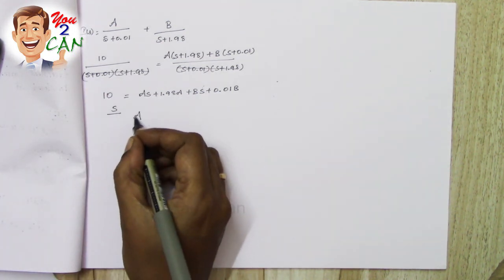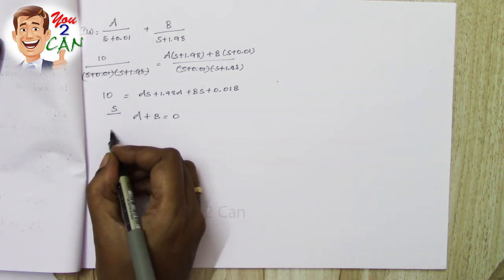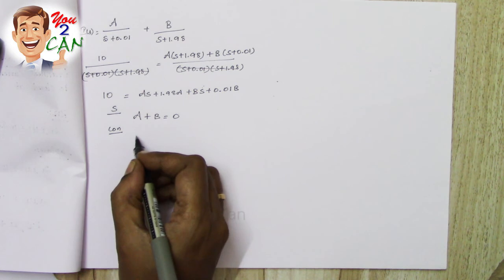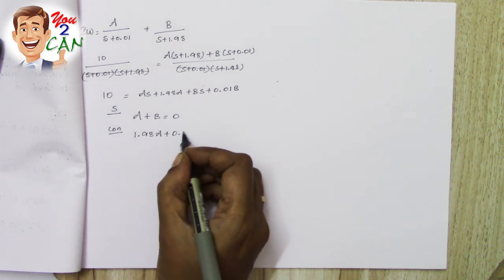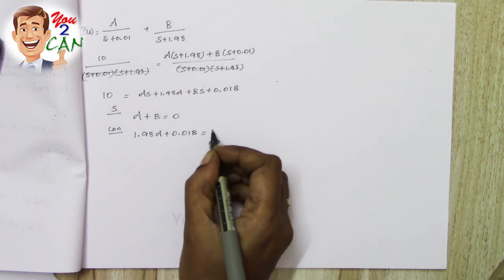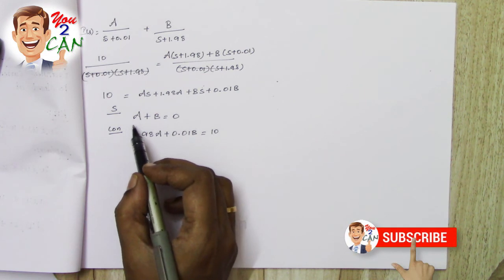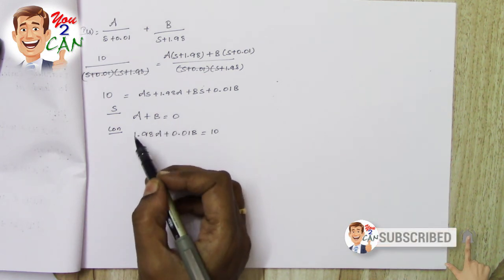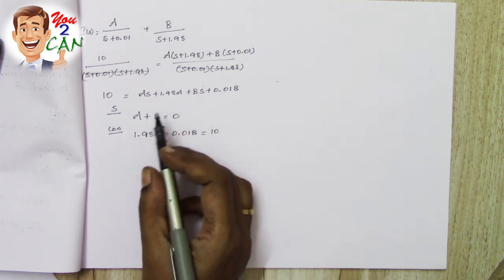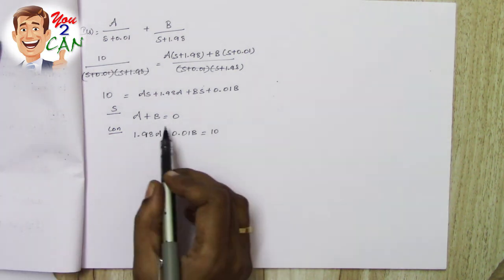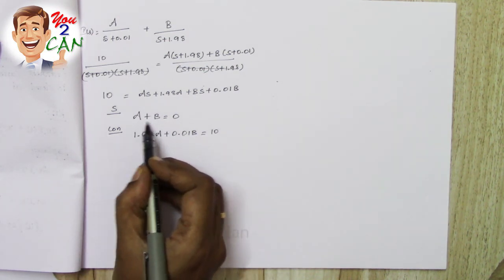Now as usual, compare the s term. When we compare, we get a plus b equal to 0. Then when we compare the constant term, we get 1.98a plus 0.01b will be equal to 10. We have two equations, so find any one of a or b from this and substitute in the second equation, and we can find the next term. That's one procedure. Otherwise, these are two equations with two unknowns a and b.